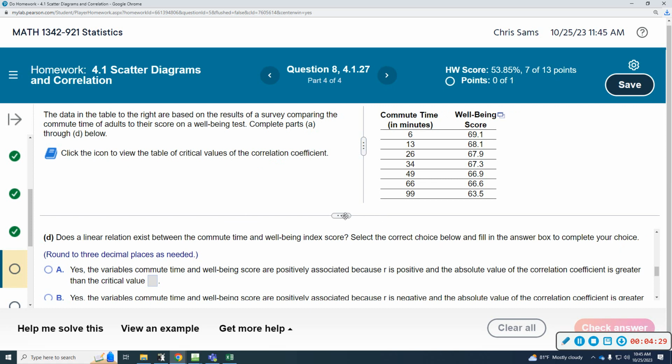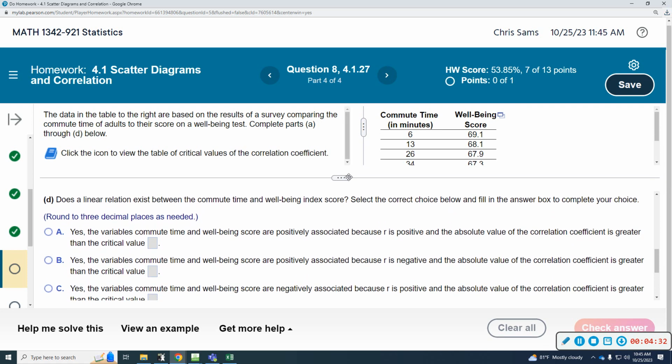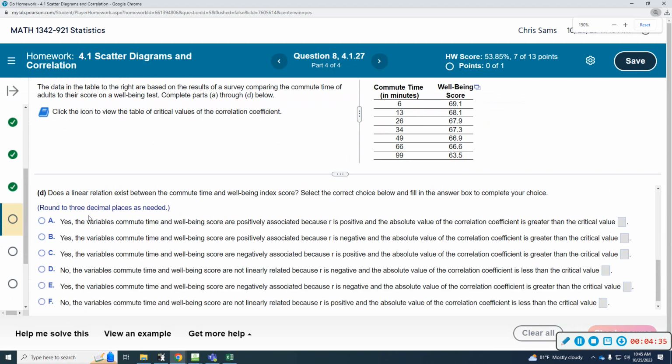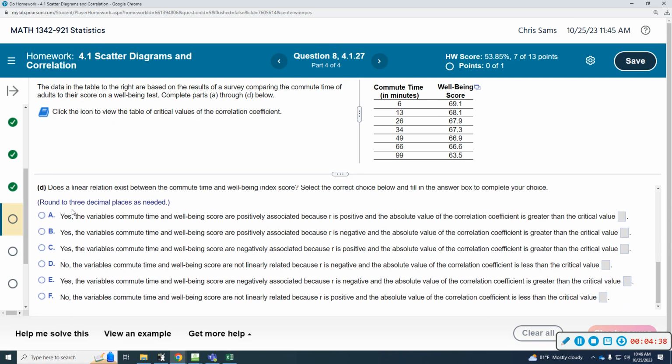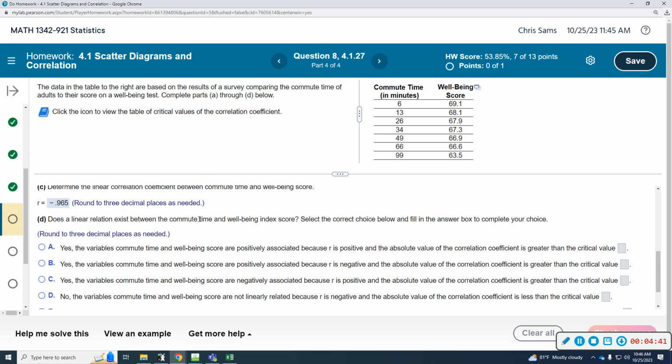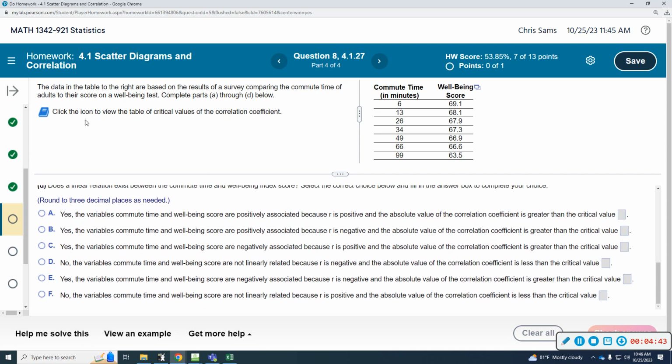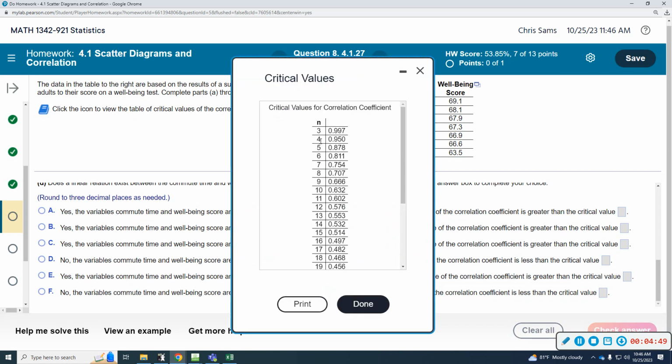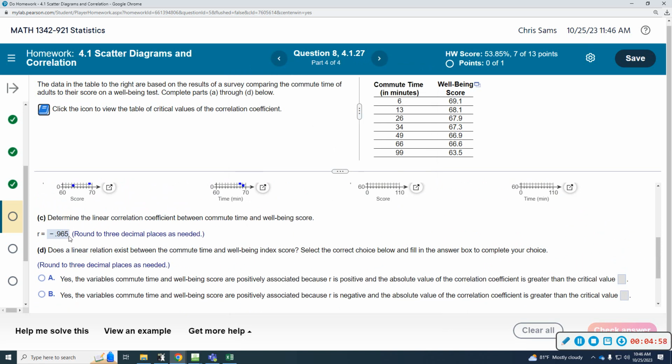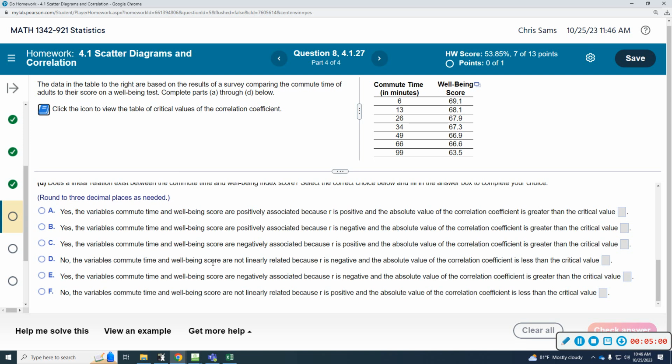And then the last part, let me zoom out a little bit so I can see all these options. Does a linear relationship exist between commute time and well-being index score? So we have 1, 2, 3, 4, 5, 6, 7 data points. So you would look at the table, and for 7 it is 0.754. When we take the absolute value of R, it's 0.965. And since 0.965 is greater than the critical value, there is a linear relationship.